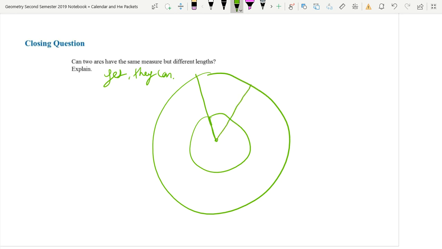draw that angle there. Now remember, the measure of the arc is the measure of the central angle. So if this angle here is, let's say, 45 degrees, then the measure of this arc is 45 degrees, and the measure of this arc is 45 degrees. But it looks like very clearly they definitely do not have the same lengths. So yes, just because they have the same measure does not mean they have the same length, because they can have different radii, and that will change the length of the arc.